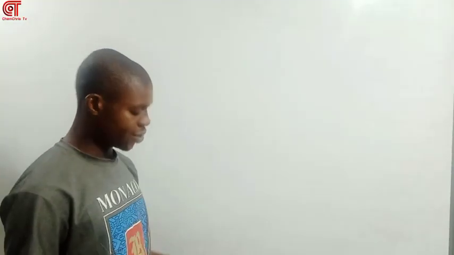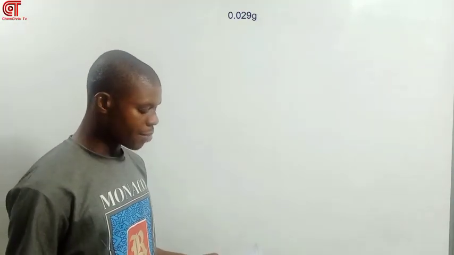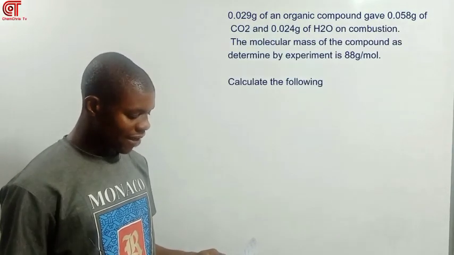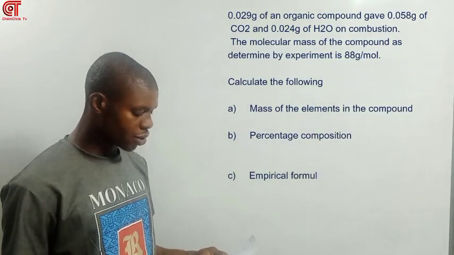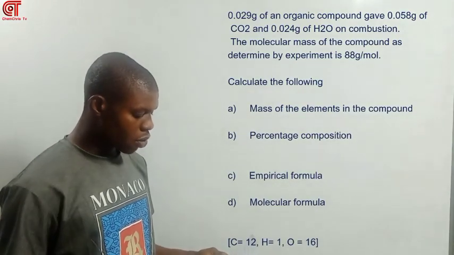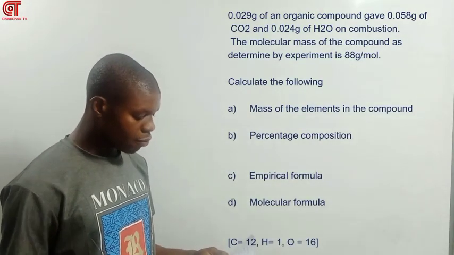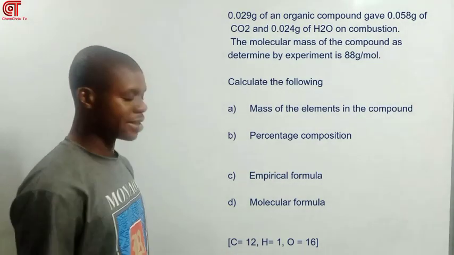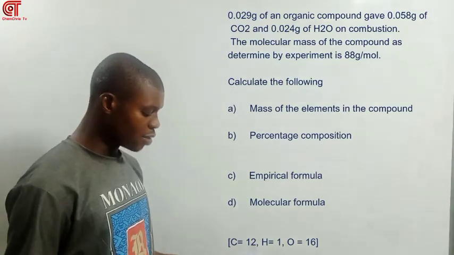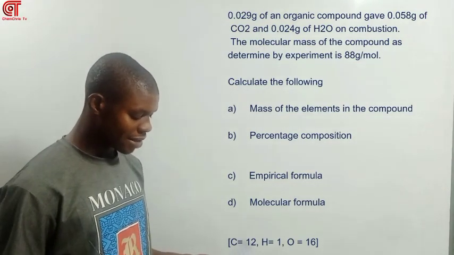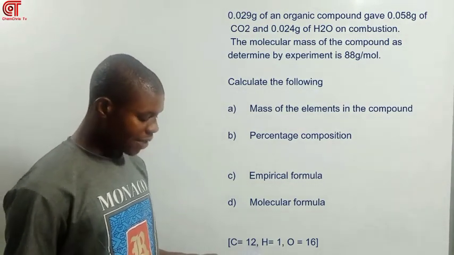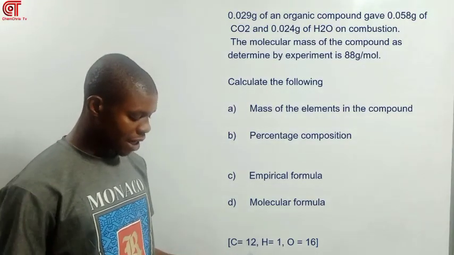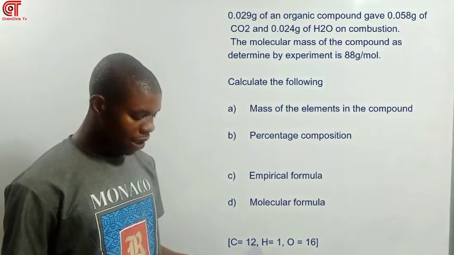Here I want to look at the question. 0.029 gram of an organic compound gave 0.0558 gram of CO2 and 0.024 gram of H2O on combustion. The molecular mass of the compound as determined by experiment is 88. So you calculate the following: A, the mass of elements in the compound. B, the percentage composition of each of the elements. C, the empirical formula. D, the molecular formula of the compound.